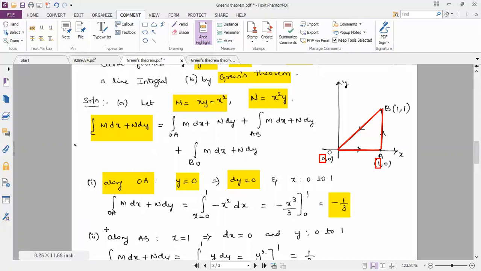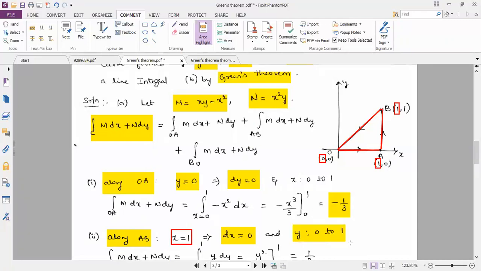Similarly, we evaluate along AB. Looking at the equation of the line parallel to the y-axis, along AB the equation of this line is x equals 1. We observe the coordinate limits and conclude that this is the straight line x equals 1. If x is equal to 1, then dx will be equal to 0. And we observe that y varies from 0 to 1, from the coordinate limits of the line AB in the figure.